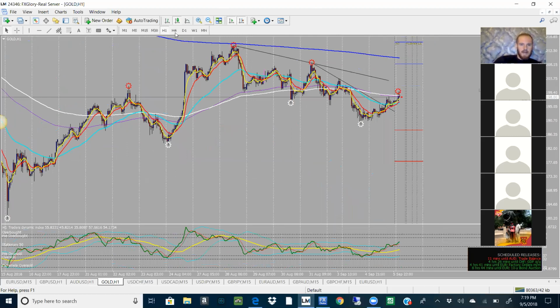UCHF, continuation down. All right. This thing still has to come down to retest this low right here. So it's got to retest that low. It's got to keep dropping. It's perfect against the water.